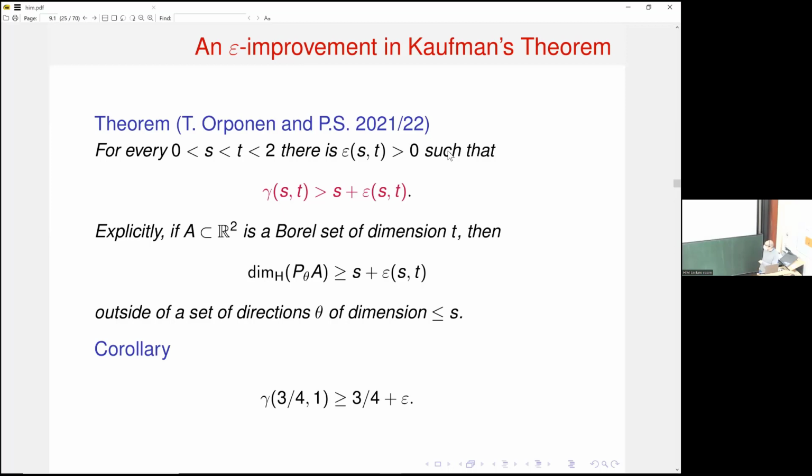And yeah, Kaufman gives 3/4, and this was the best known. So 3/4 was still the best known bound for this particular choice of parameters. Okay, so now this epsilon depends on 3/4 and is very small, but it is positive.